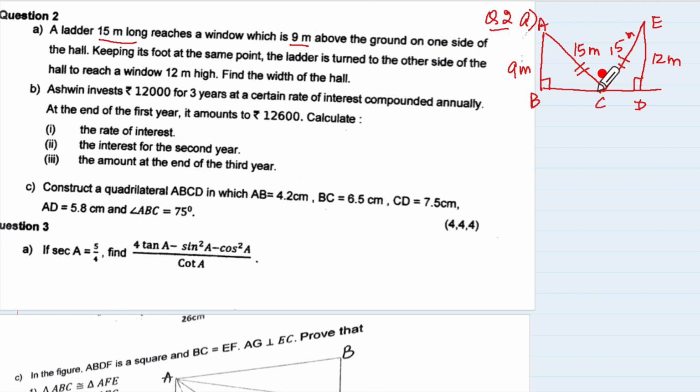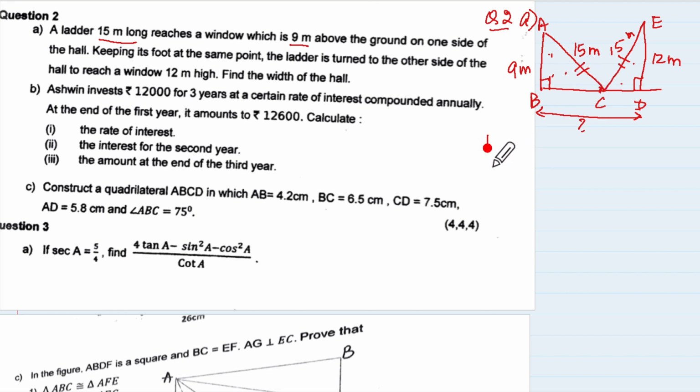Now can you see the diagram is made up of two right triangles? So we are going to use the Pythagoras theorem. Find the width of the hall means they are saying find the length of BD. So we need to find BC using this triangle.